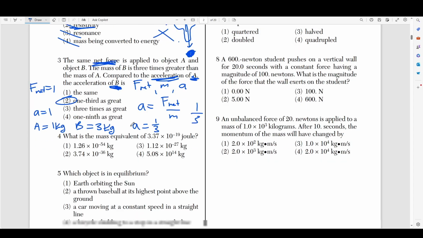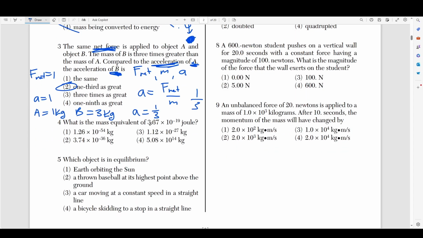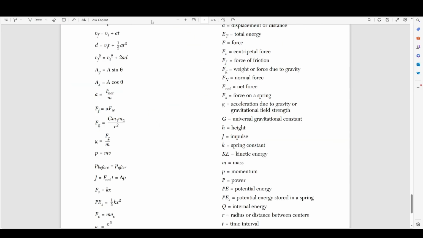Number 4 says, what is the mass equivalent of 3.37 times 10 to the negative 19 joule? So here, joule, we're dealing with energy. This is the unit for energy. And here we're trying to find a mass equivalent. And this is making me think, well, how can I find mass from energy? Let's look at a reference table for something that has mass and energy.